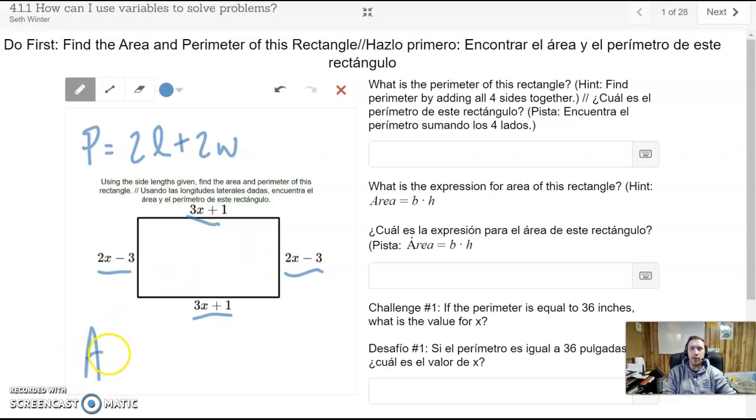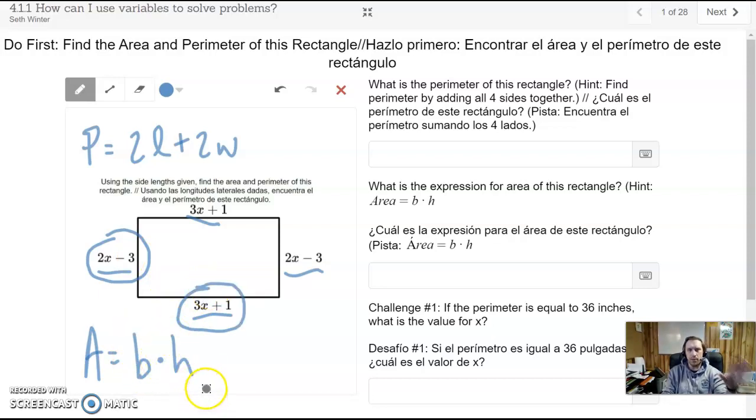In order to find the area, remember we multiply the base and the height. So we're going to multiply our base times our height. So take a moment, try that out, and then come back and see how you did.